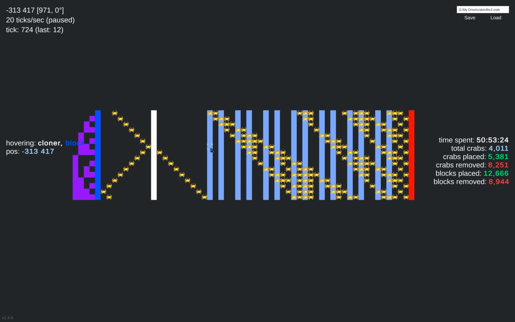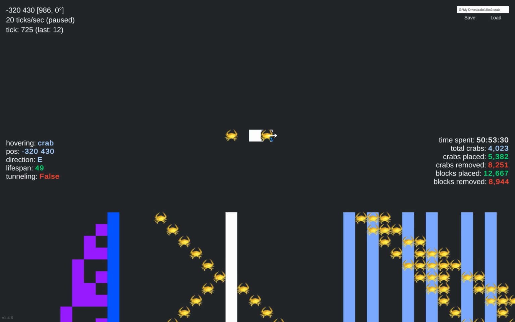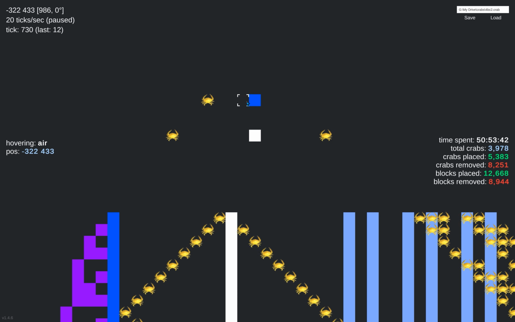So what's happening is, normally a crab would go into this cloner, and it would clone, so another crab would spawn on the other side, and the original crab would turn around, so it would flip. But what happens is, it's reacting with the block as well at the end. Normally, when a crab reacts with a block, it just flips around, nothing else happens.